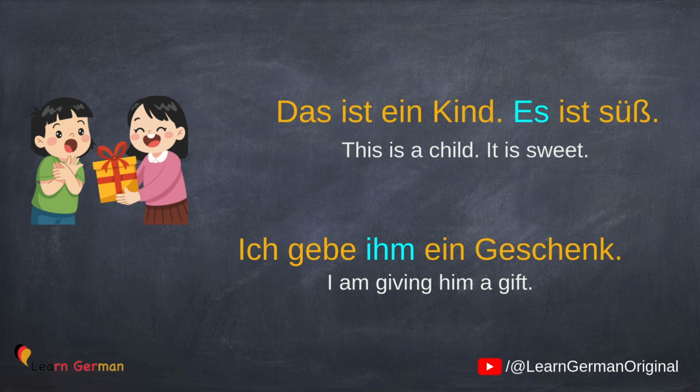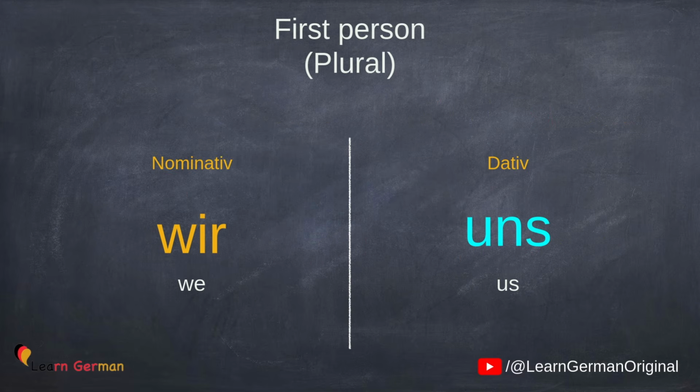Ich gebe ihm ein Geschenk. Once again, ich is the nominative subject, ein Geschenk is the accusative object, and ihm is the dative object. The dative personal pronoun for es is ihm. Let's do the plural pronouns now.